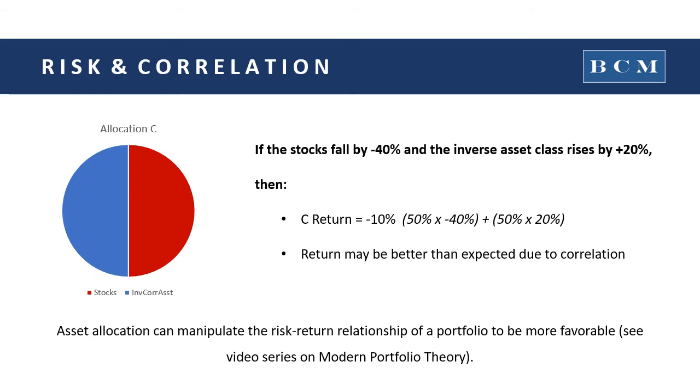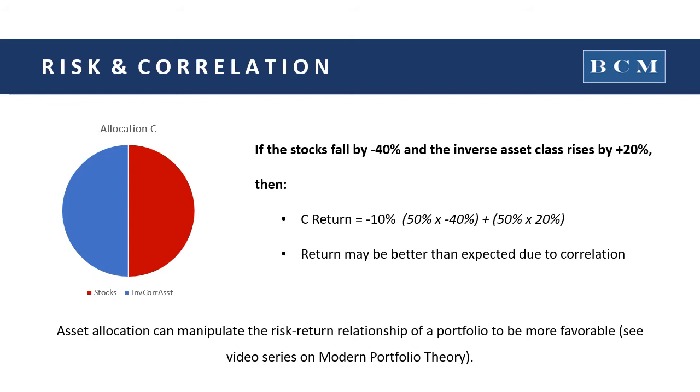So with the same example, if stocks fall 40%, but this time the inverse asset goes up 20%, then we should expect portfolio C to only be down 10%. That's just 50% of each asset return. However, in reality, the return could actually be better than that. And that's because correlation is like a hidden value that can affect returns, in this case, improve them.